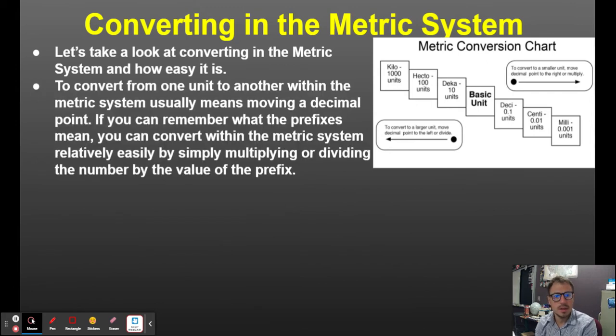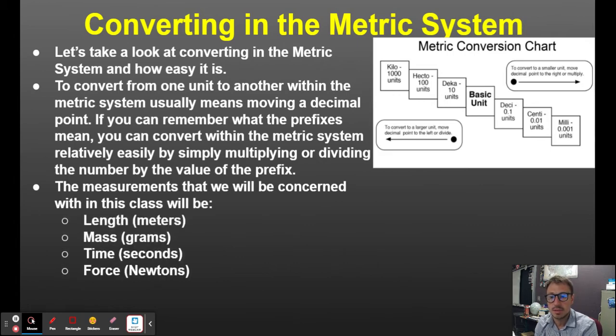So converting within the metric system is very easy. You just move the decimal point. This diagram does a good job of illustrating that, where the base unit would be like meters, grams, seconds, newtons, and liters. You just move whichever way you're going. If you're getting smaller, you move the decimal to the right. If you're getting bigger, you move the decimal to the left. So very easy to convert.